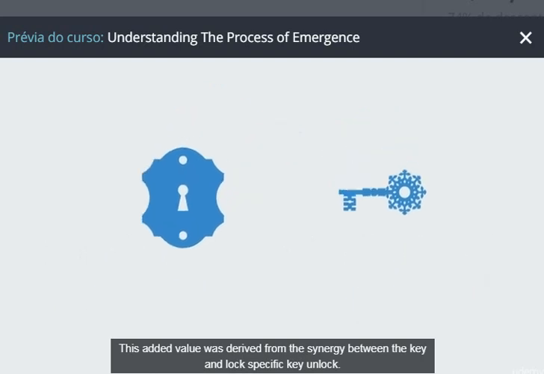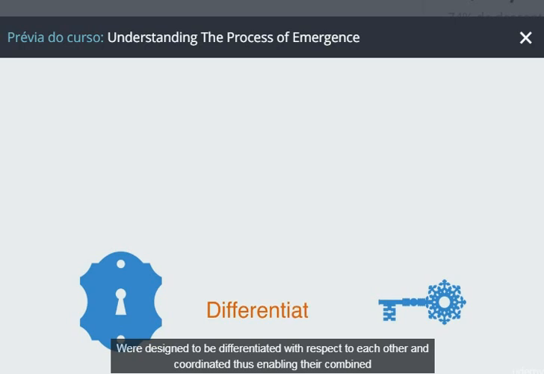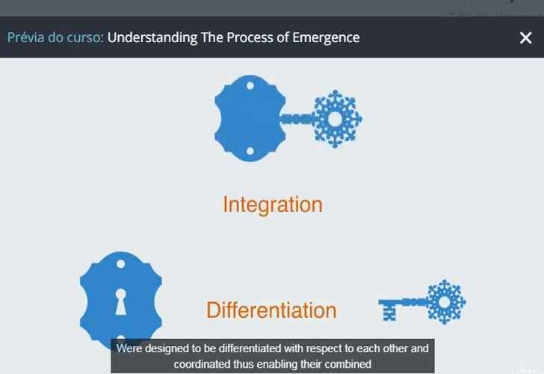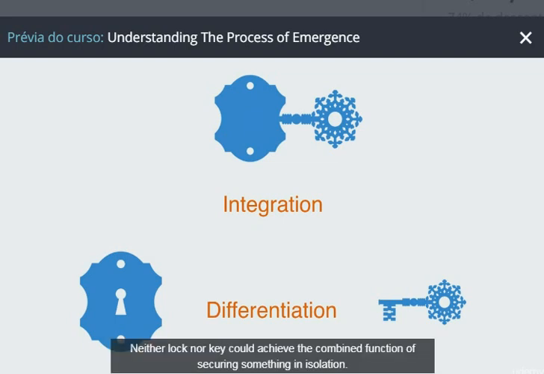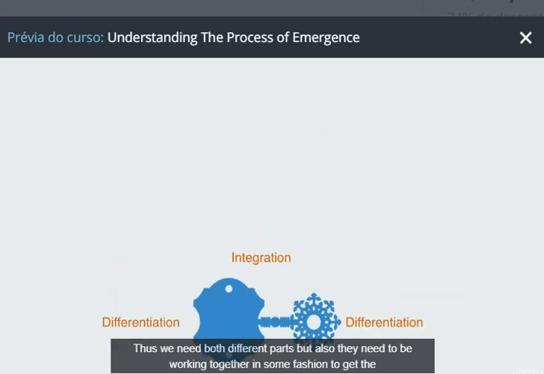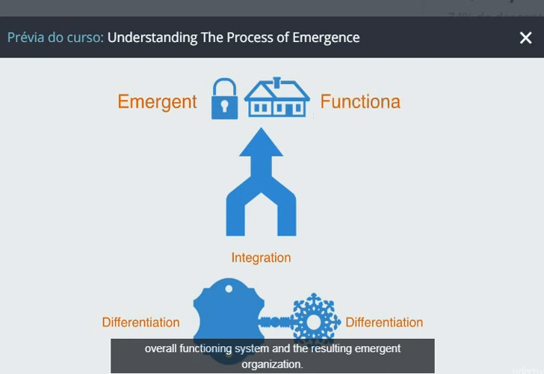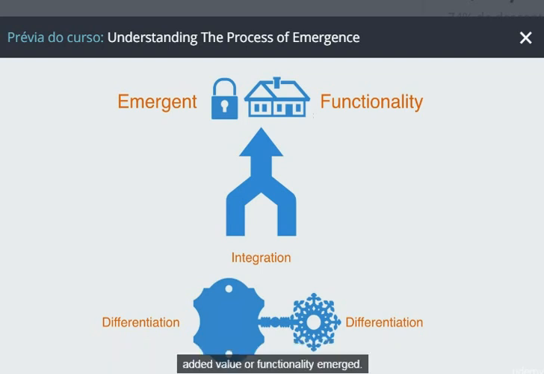This specific key and lock were designed to be differentiated with respect to each other and coordinated, thus enabling their combined functionality and the added value. Neither lock nor key could achieve the combined function of securing something in isolation. Thus we need both different parts, but also they need to be working together in some fashion to get the overall functioning system and the resulting emergent organization. The other keys were differentiated from this lock, but they were not coordinated with it, and thus no added value or functionality emerged when we combined them.